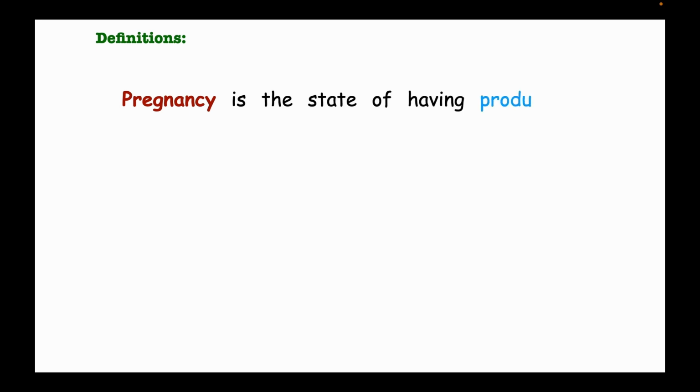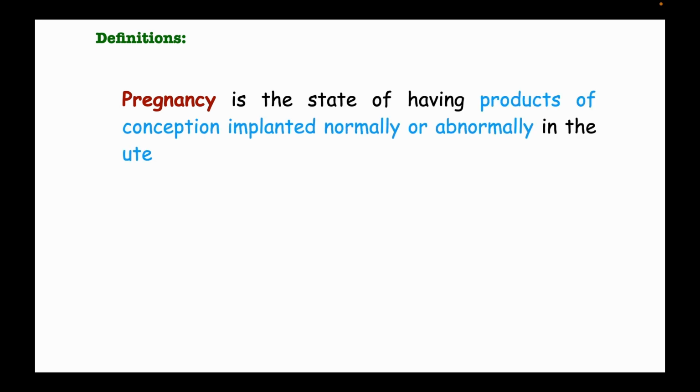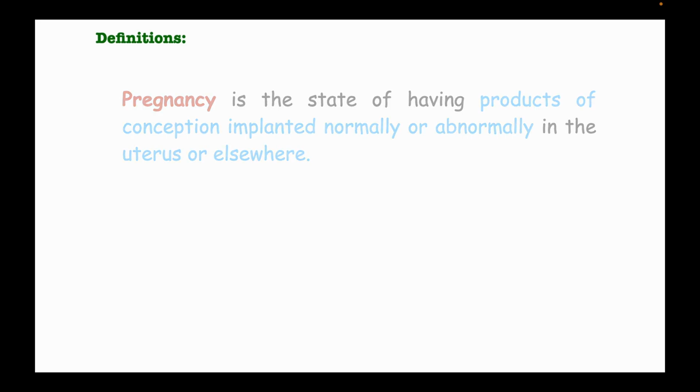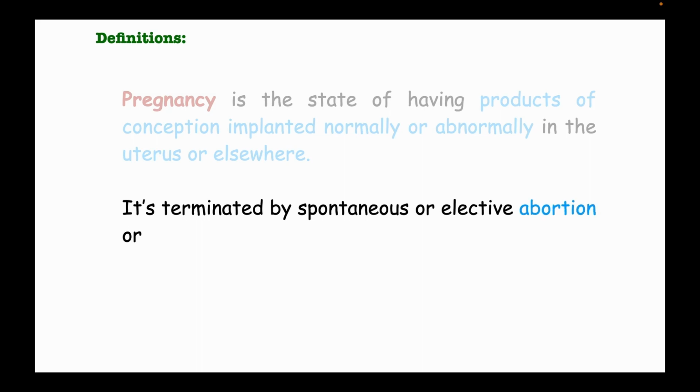Hi, and welcome to today's presentation on the dating of pregnancy. Now, in our previous discussion, we said that pregnancy is the state of having products of conception implanted normally or abnormally in the uterus or elsewhere. We also said that the pregnancy may be terminated either spontaneously or by elective abortion or through delivery.